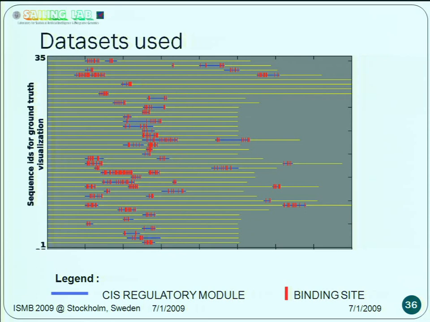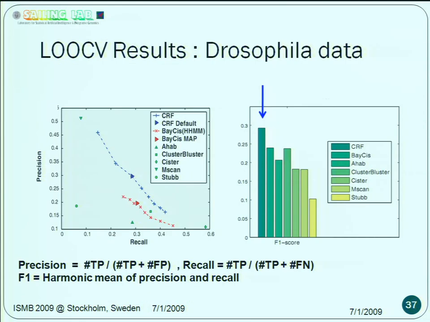The cis regulatory modules are marked out in blue here, and the binding sites in red. We did leave-one-out cross-validation, which means that we trained on all but one of the sequences, and we tested on the remaining one. We calculated precision and recall, where precision is the number of true positives over true positives plus false positives, and recall is the number of true positives over true positives plus false negatives. F1 scores were also calculated, which is a single measure of effectiveness, the harmonic mean of precision and recall.